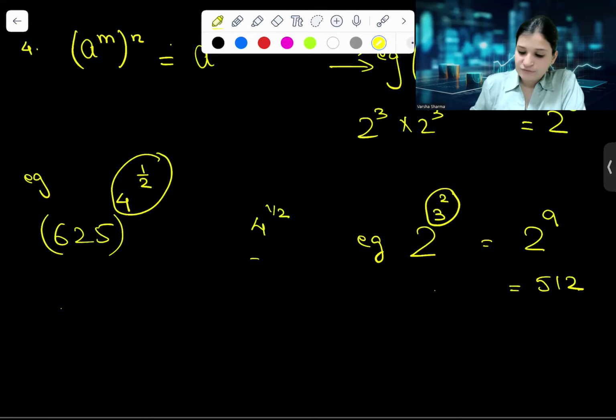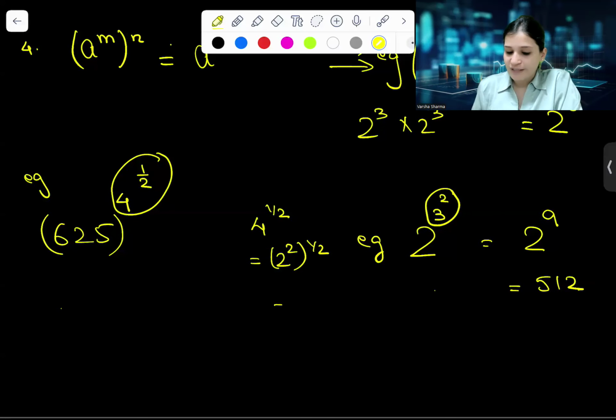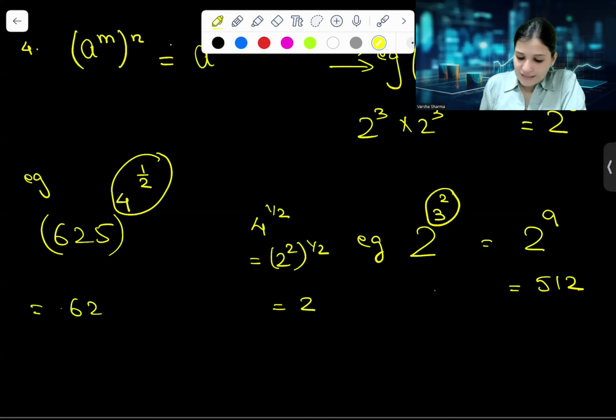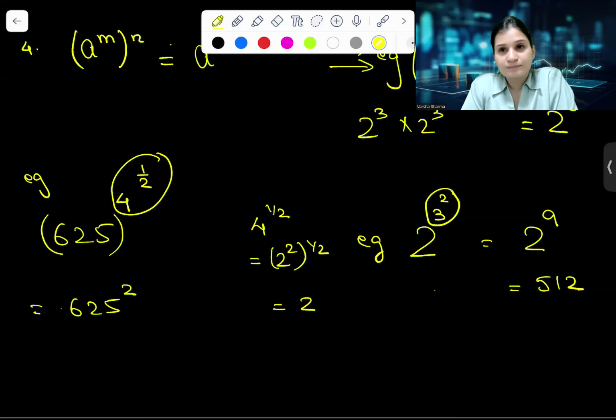What will you get if you calculate 4 power half? 4 can be written as 2 square. Now the 2 square and power half are on the same floor. They'll get multiplied and we are left with 2. So now the top two floors when simplified give us 2. Everybody clear?